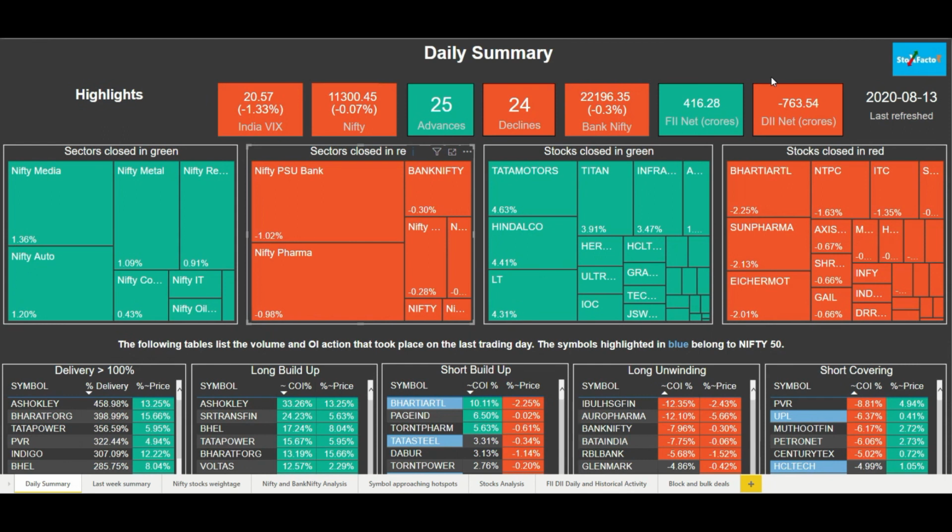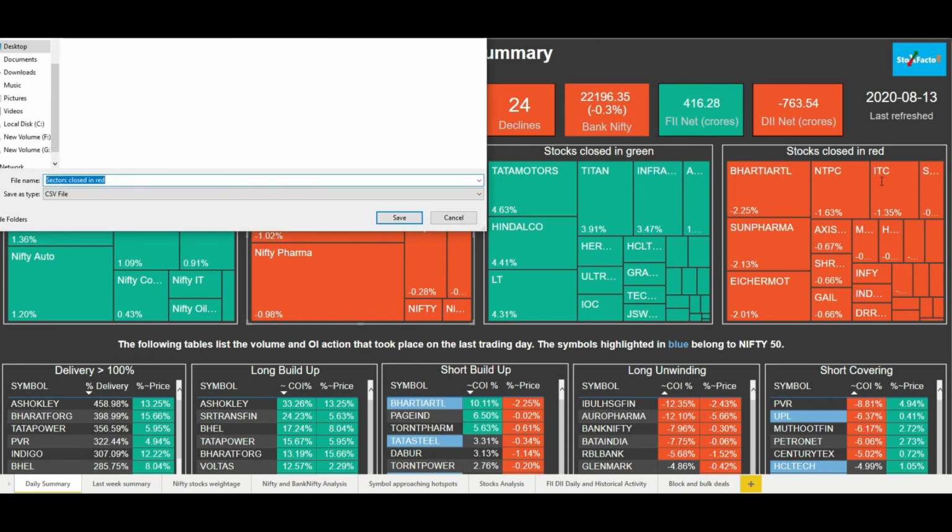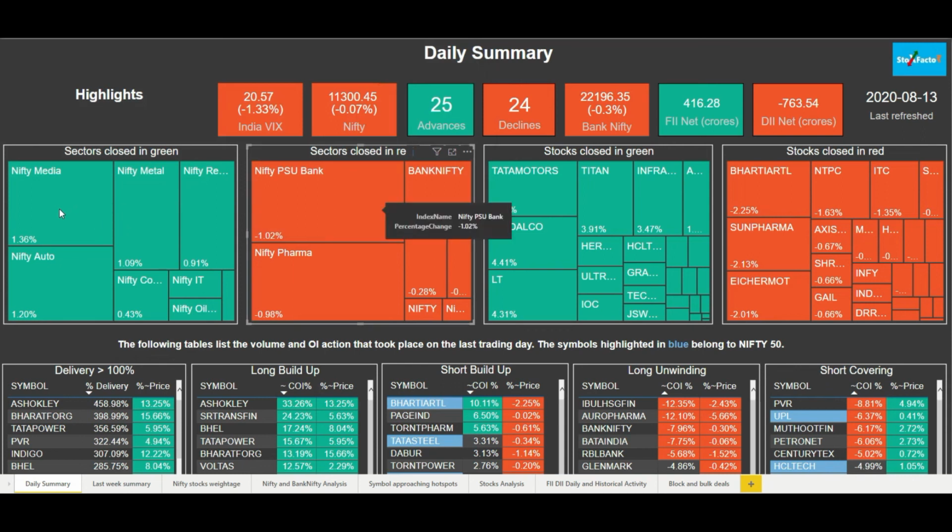Now coming to how to download the data for each visual, you can just click on this and select the option export data. Now what will happen is it will ask you to save it as a CSV file. So let us save this particular stock as a CSV file. So I have just saved it as a CSV file. Now let me open that CSV file and see how it looks.